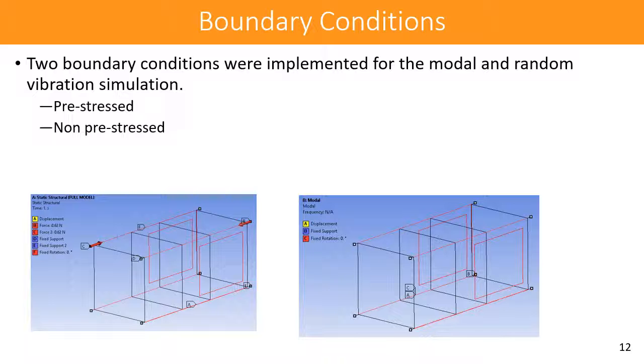Basically, X runs here, and then C and Y. So I fixed C and Y to 0, and then I left X free, and then I created a fixed support here and here, here and here. And for the non-pre-stressed case, I just replace the force by fixed supports on this vertex.